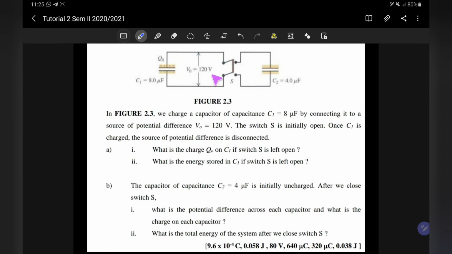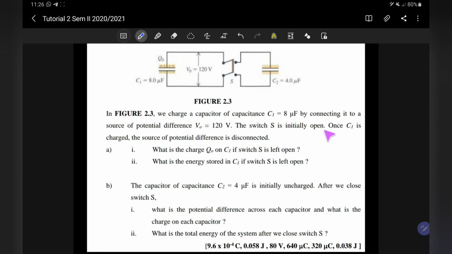Alright, so for this question, first they ask you to calculate what is the charge Q0 of C1 if switch S is still left open. Leaving this switch open means that it is still off, there is no connection between C1 and C2, so C2 does not function. Okay, so what do we have now? Just C1 and V only. So what is the value of Q? Using Q equals CV, isn't it? So that one is the Q stored by C1.